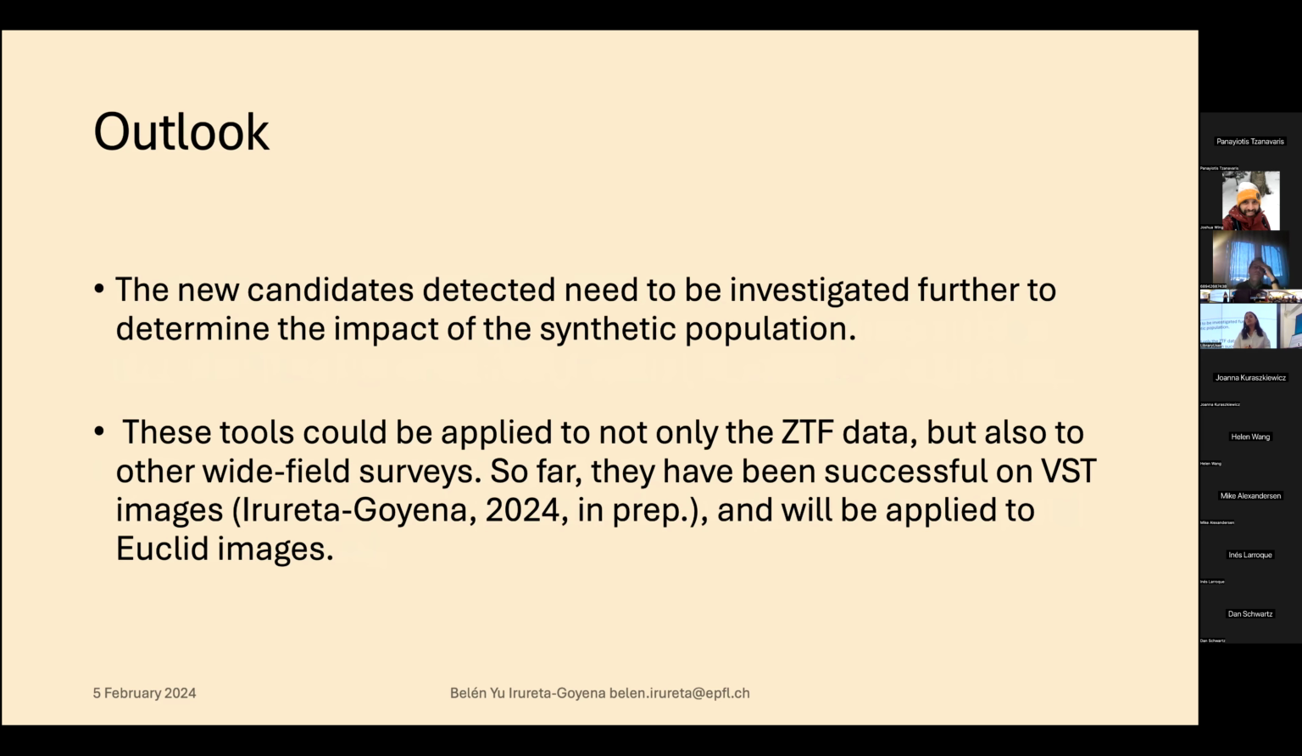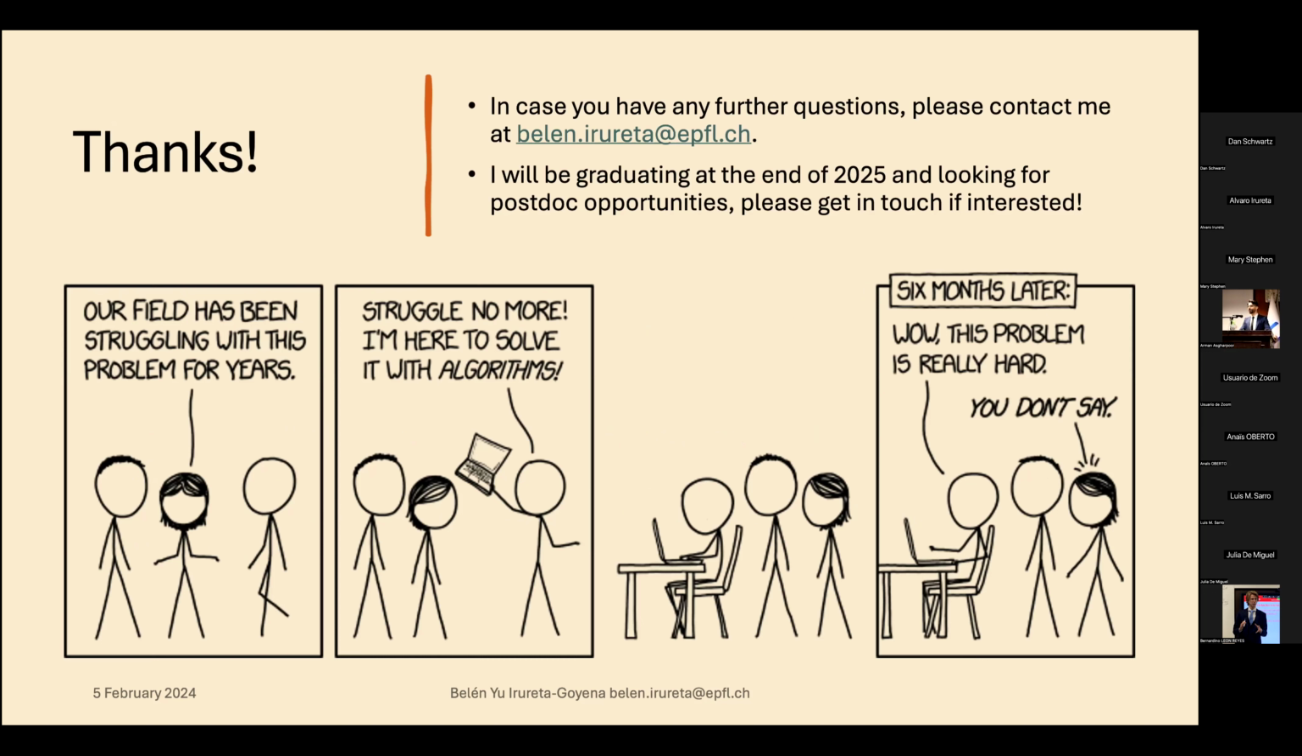Then we also need to look into, as I said, the metrics and the physical characteristics of these new candidates to find out their properties. And the idea is that these tools can be applied to not only CTF, but also other wide field surveys. They've already been applied successfully to images taken with the VOT survey telescope in Paranal, Chile, and they will now be applied to the Euclid images, which have very similar characteristics. Yeah, thank you very much.